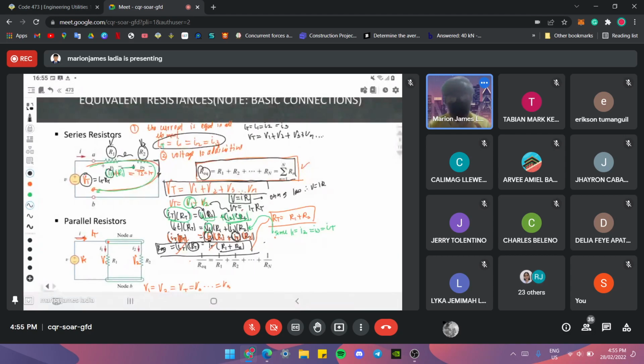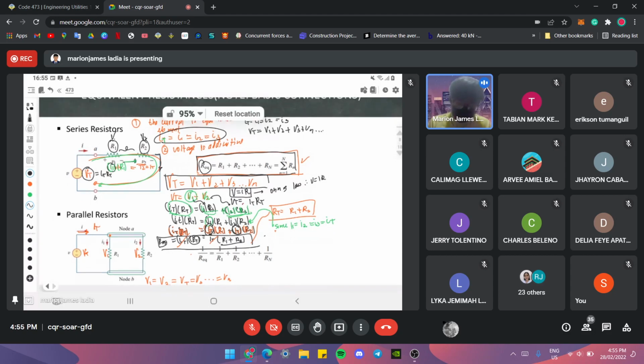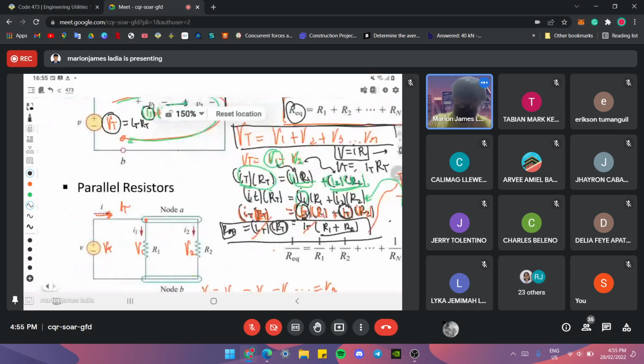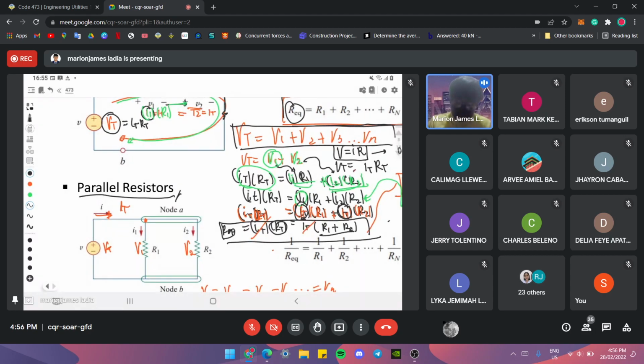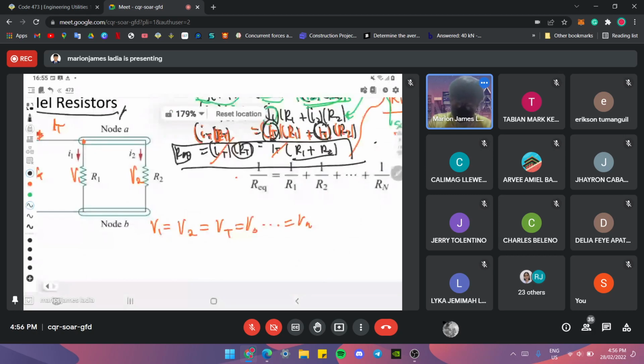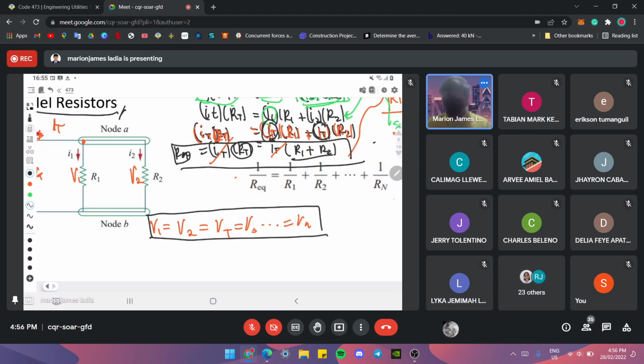So therefore, the tendency there is that it cannot supply the voltage needed by your appliances. That's why what is used in houses is what we call parallel resistors, or parallel connection, I should say. So in a parallel connection, the most important characteristic is that the total voltage is equal to the voltage of any connected element in the circuit. Okay?